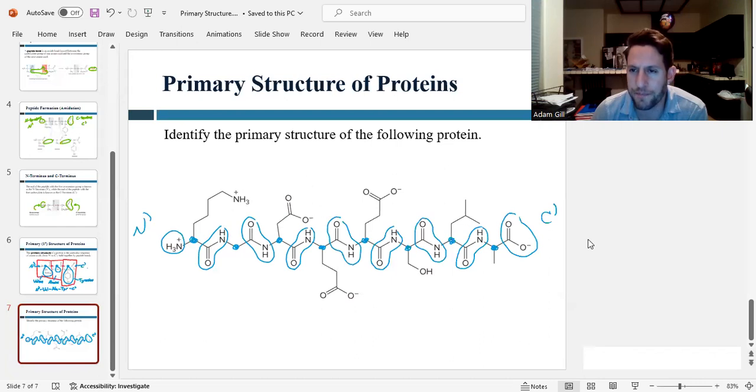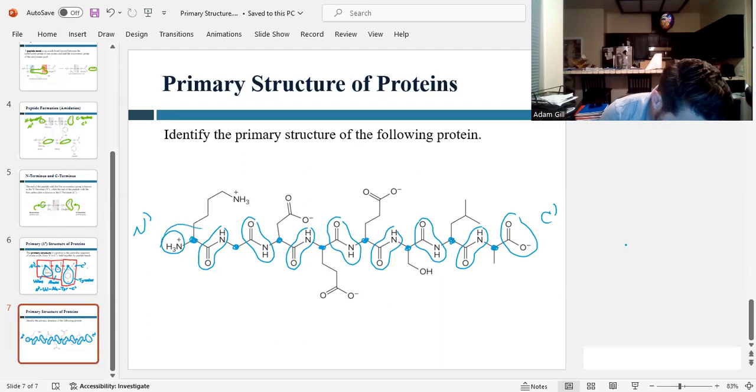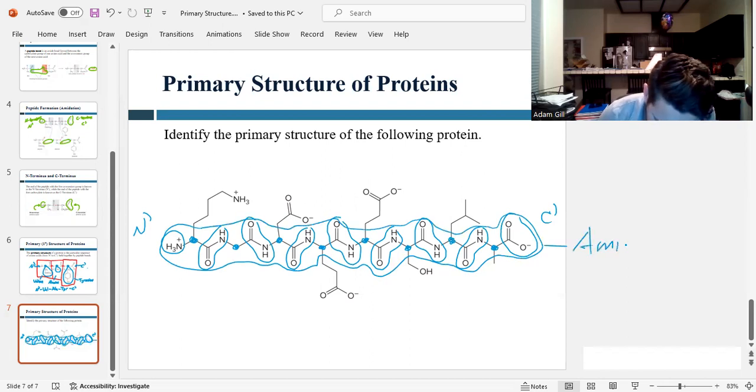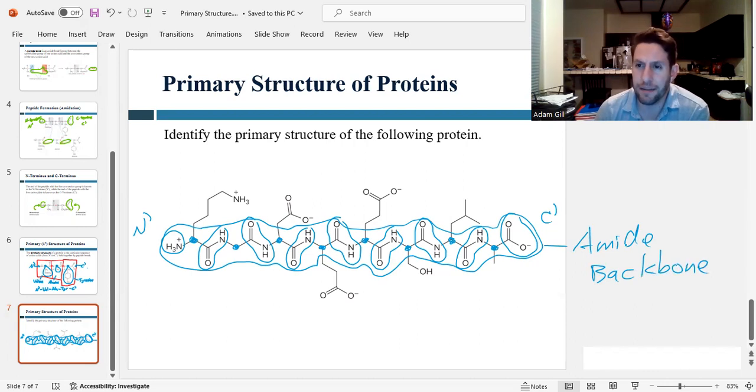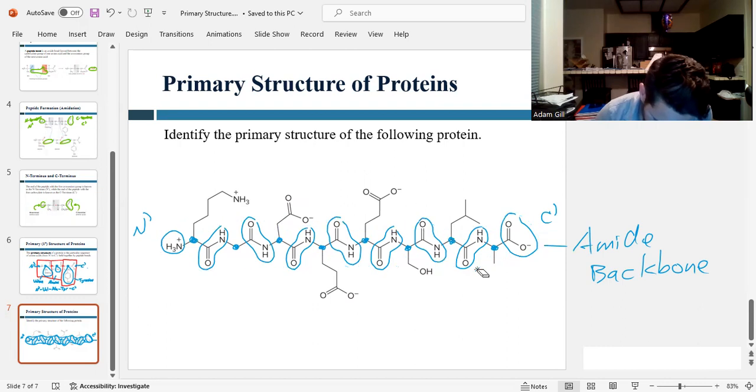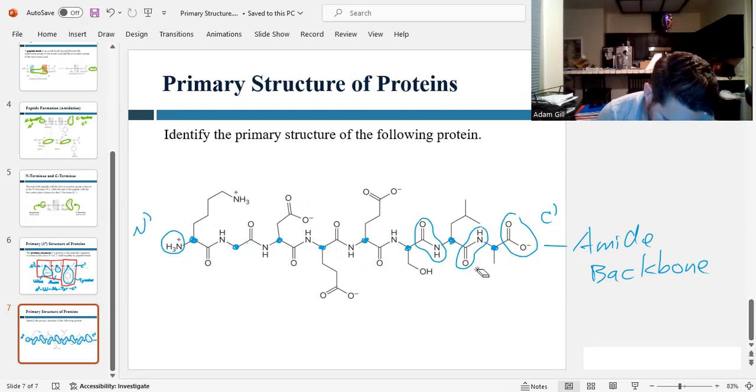They actually alternate. And what I've highlighted in blue here with all those alternating amides and alpha carbons, that's what we call the amide backbone. It's sort of like the spine, if you will. And the side chains are sticking out like ribs off the spine. And I'm going to erase here to make it easier to look at.